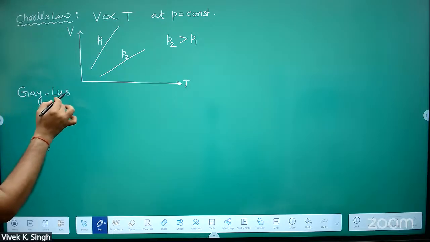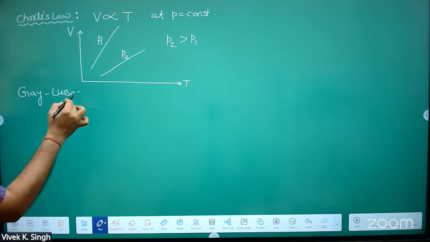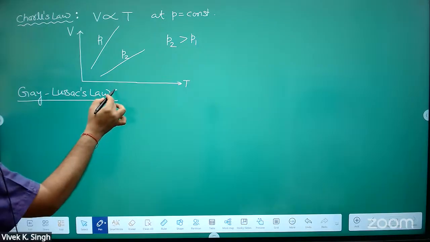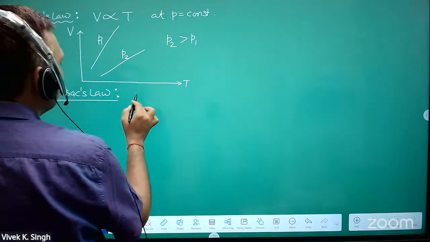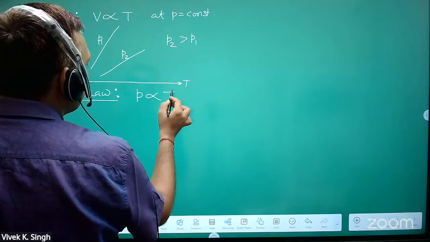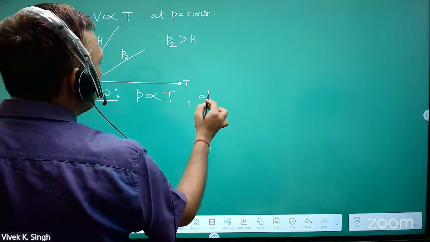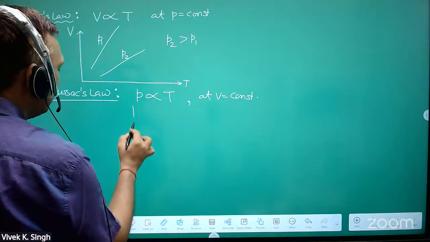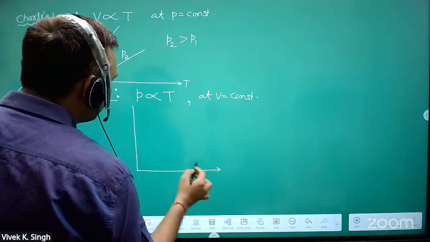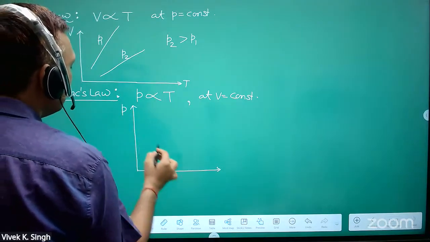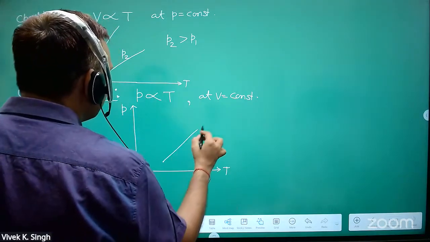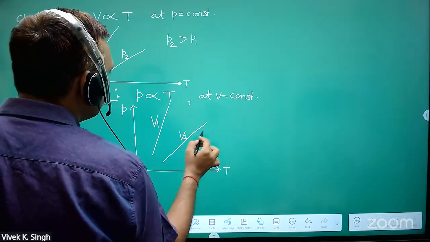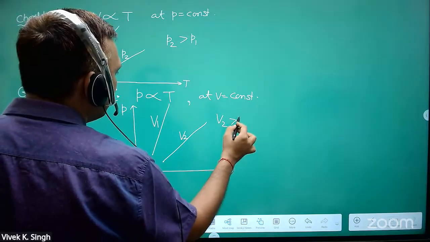Gay-Lussac's law. And this will give you pressure is proportional to temperature at constant V. And in this case also, if you plot P versus T, you have V1 volume and V2 volume. So again, V2 is greater than V1.